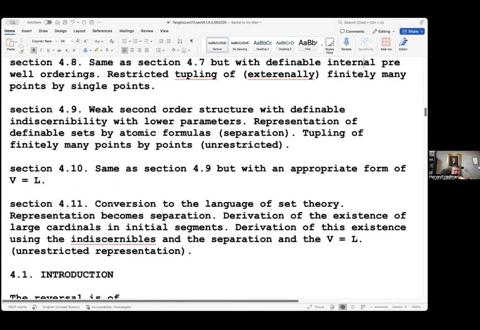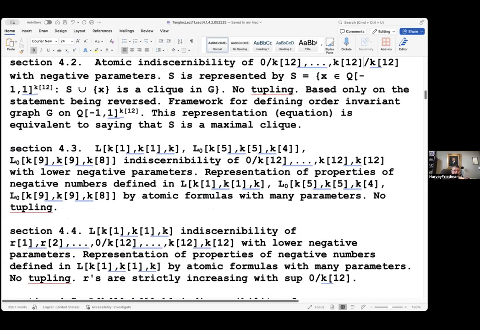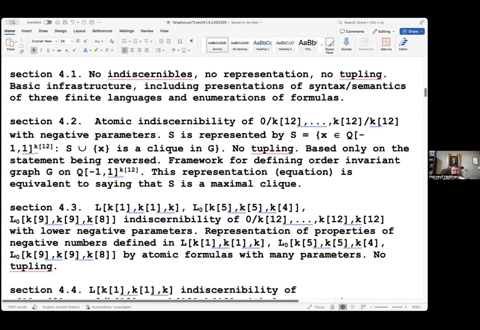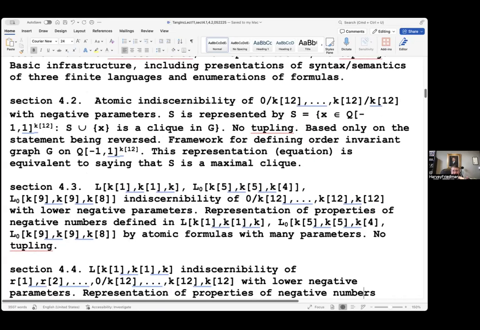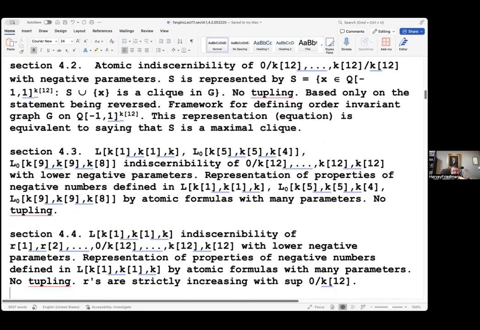Now that I made more changes, I'll go through real quick. Section 1, we don't have anything. We just develop notation and the three finite languages. In 2, we have atomic indiscernibles with negative parameters and negative parameters below. They're automatically below the indiscernibles used, of course. And then we have representation only with respect to S because we're only using the original statement. We have no tupling.